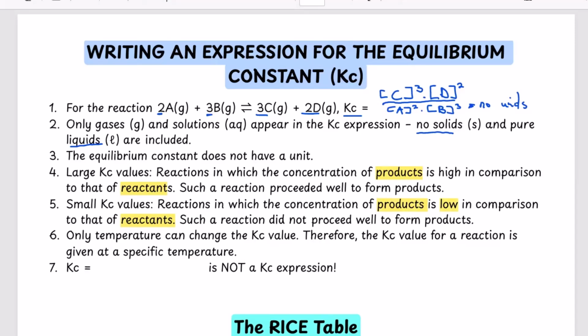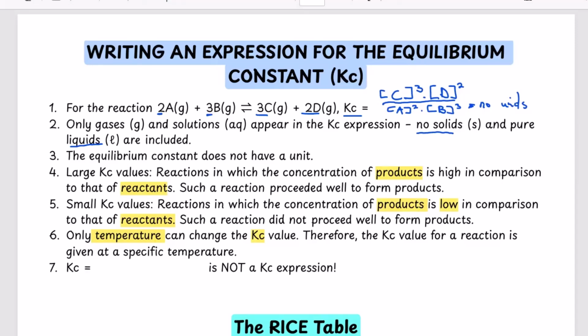Then number six, it says only temperature can change the Kc value. Take note of this especially when it comes to multiple choice questions. They are going to give you concentration, pressure, temperature, maybe as well as a catalyst. But you have to know only temperature can change the Kc value. Therefore, the Kc value for a reaction is given at a specific temperature.